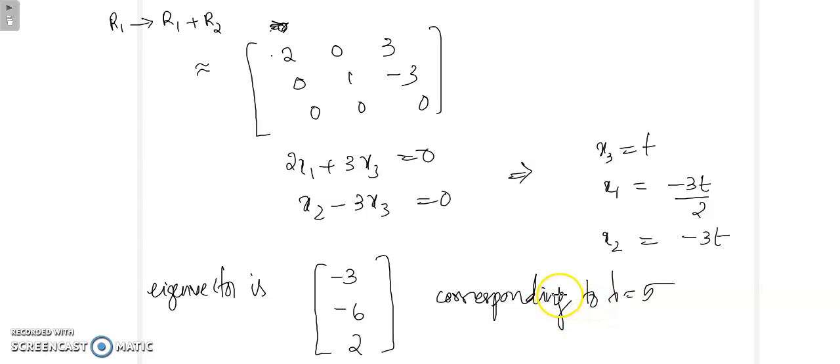So this is how we find the eigenvalues and eigenvectors for given matrices.